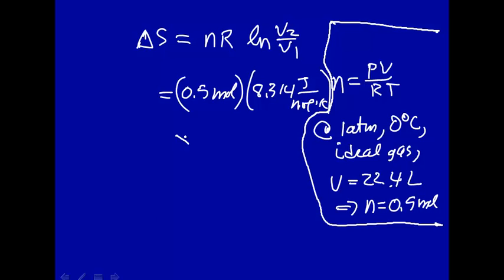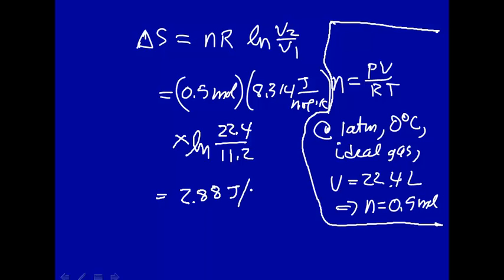Now we have to multiply this by the natural log of the final volume, 22.4, over the initial volume, 11.2. So the entropy change for this process comes out to be 2.88 joule per Kelvin. All right, note that's positive. Sort of makes sense: if you have a gas at one volume and then you increase the volume, entropy would probably increase, and it does, with a positive value.